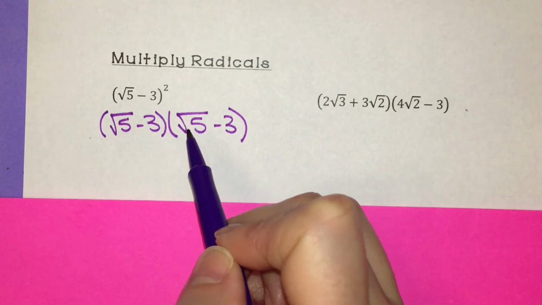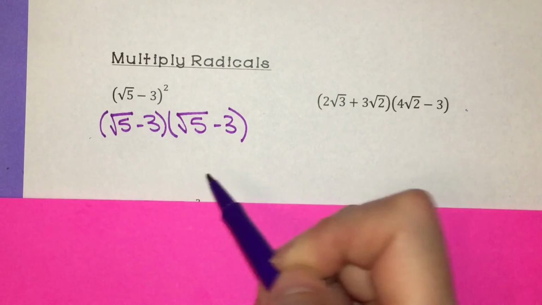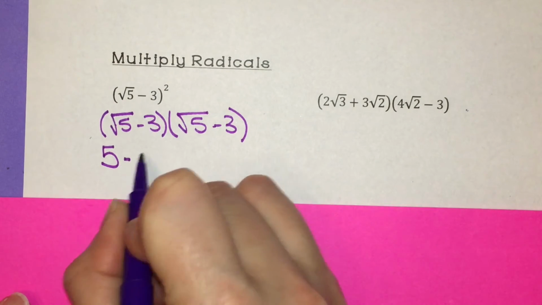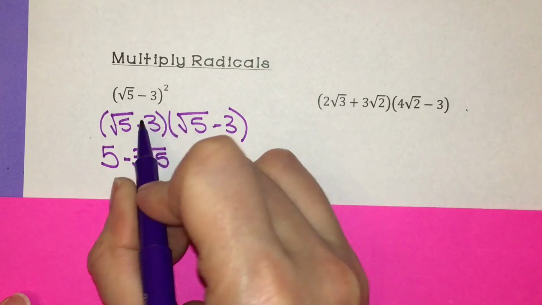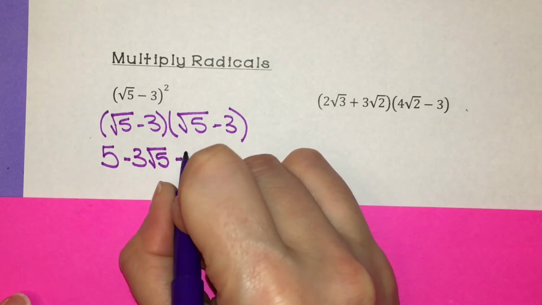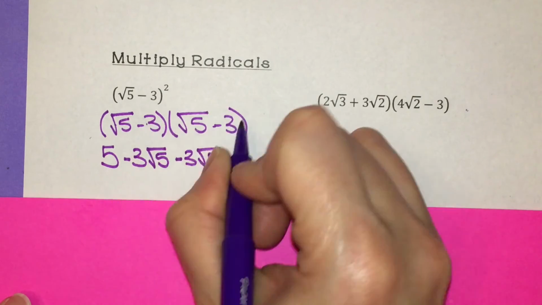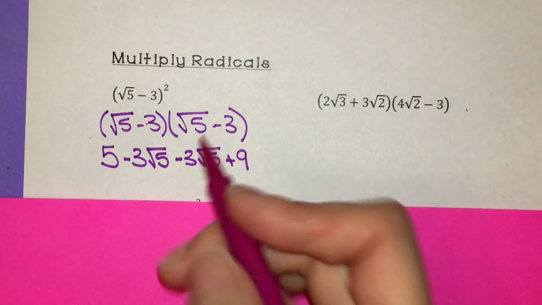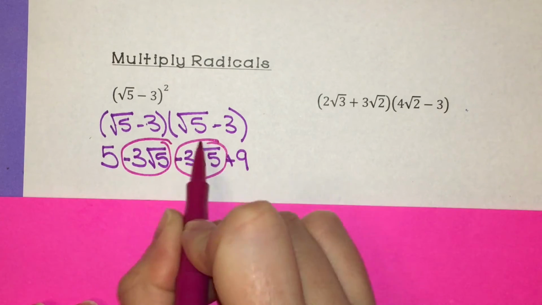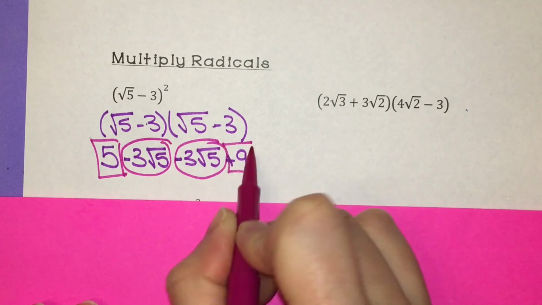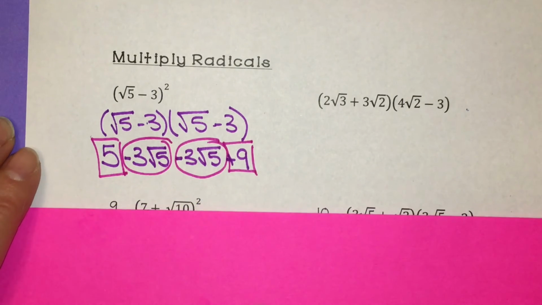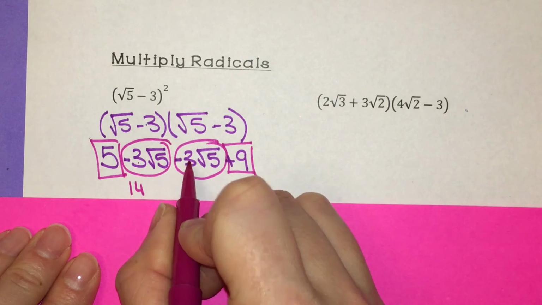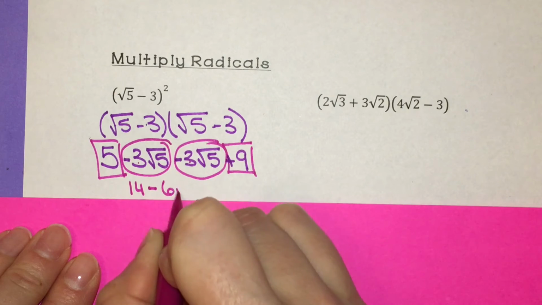So square root of 5 times square root of 5, well, that's just the square root of 5 times 5, meaning we can bring a 5 out. Square root of 5 times negative 3 is negative 3 square roots of 5. Negative 3 times the square root of 5 is negative 3 square root of 5. Negative 3 times negative 3 is positive 9. Combine your like terms. We have our like terms. So 5 plus 9 gives us 14. Negative 3 minus 3 is negative 6 square root of 5.